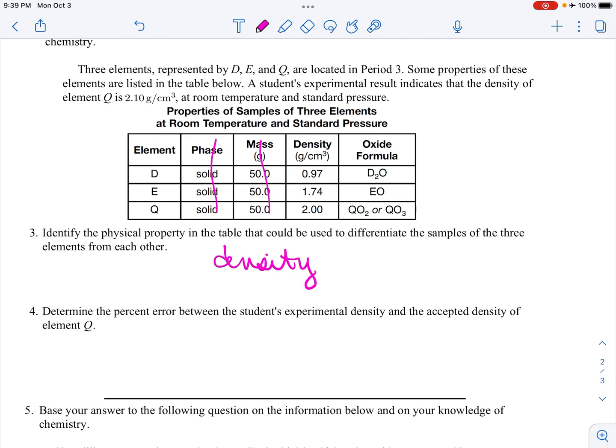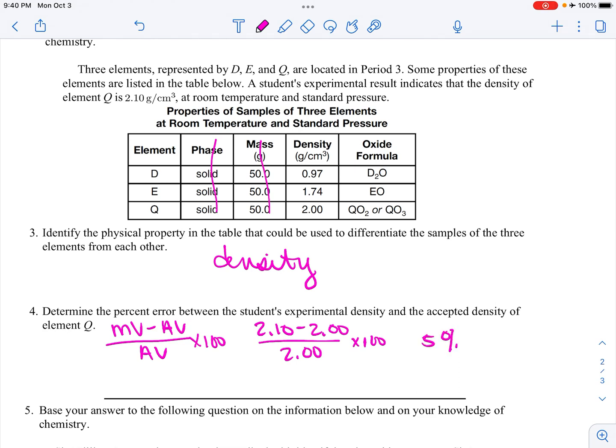Number 4, determine the percent error between the student's experimental density and the accepted density of element Q. So according to table T, here's our formula. The student had a density of 2.10, and then in the chart, it said the actual density is 2. And so over 2 times 100. So you get 5%.